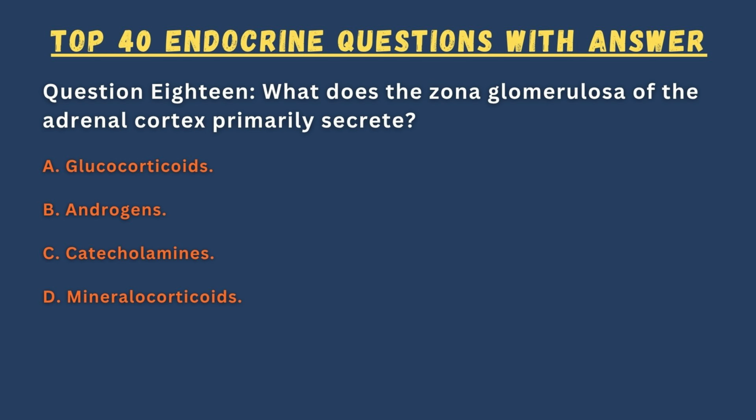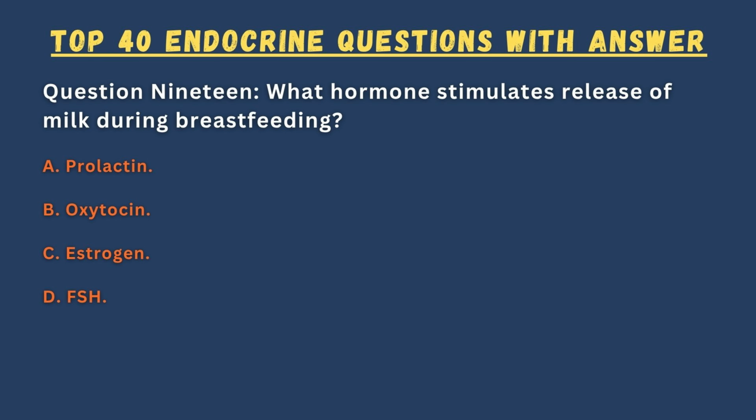Question 18. What does the zona glomerulosa of the adrenal cortex primarily secrete? A. Glucocorticoids. B. Androgens. C. Catecholamines. D. Mineralocorticoids. Answer: D. Mineralocorticoids.